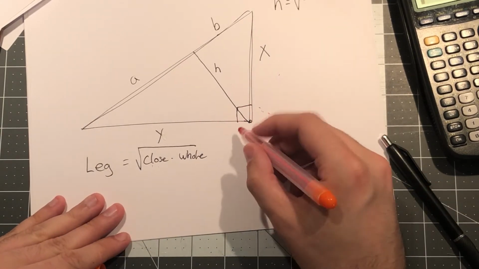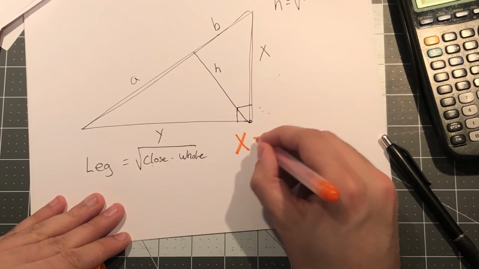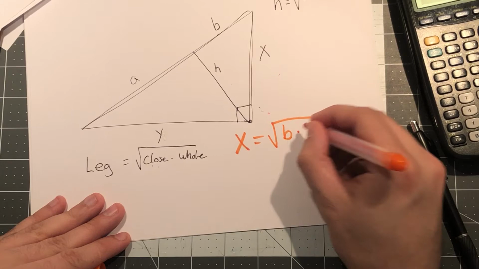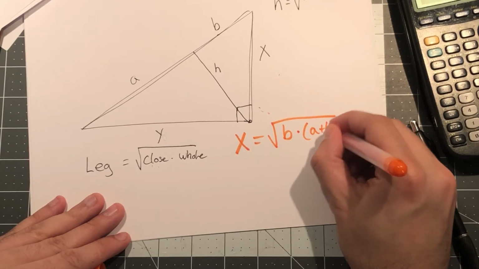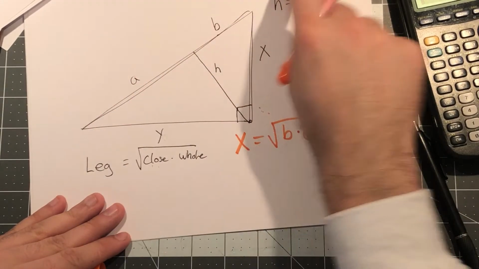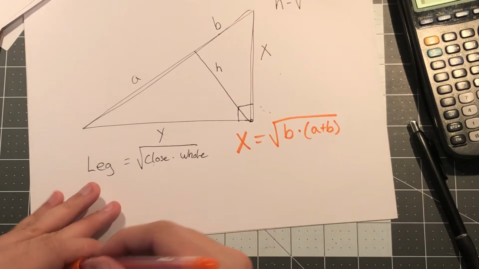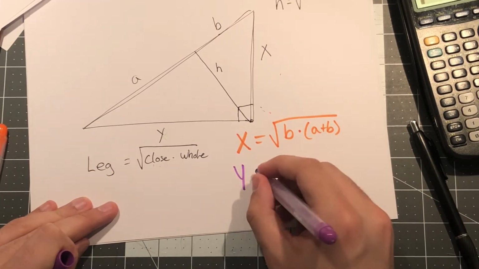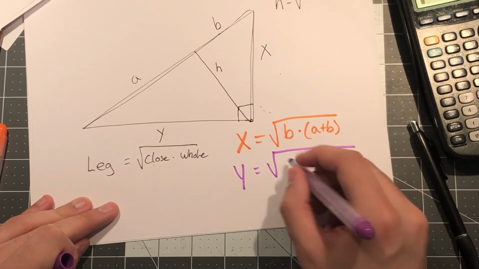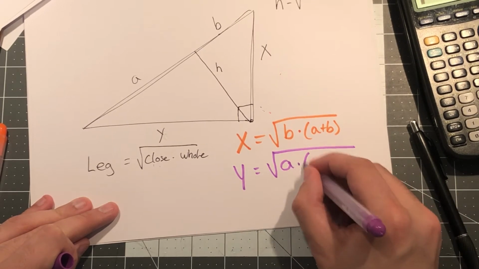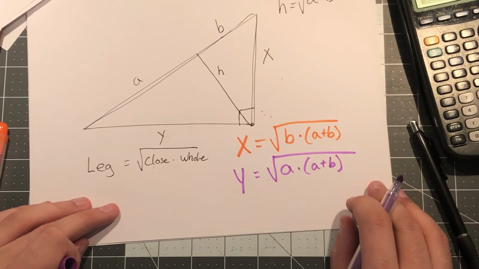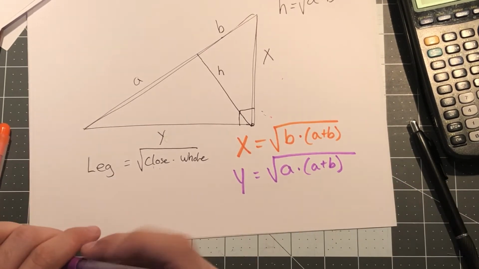For example, if I wanted to find X, that would be square root of B times A plus B, because the A plus B is the whole length. Similarly, if I wanted to find Y, square root of A times A plus B. So the leg equals the close times the whole.